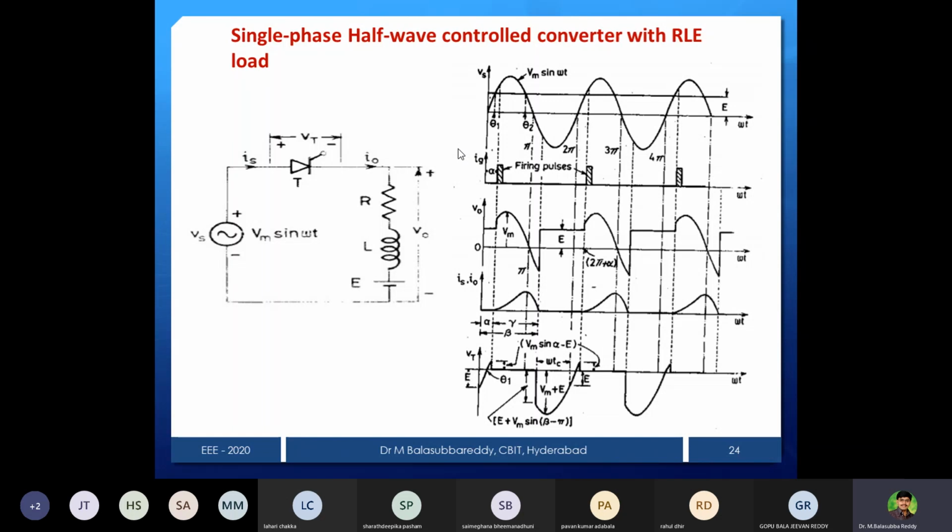Now the same logic, only one additional thing you need to notice here. Carefully observe that there is a theta 1 here and theta 2 here. In the case of either R load or RL load, the device will start conducting from alpha equal to 0 onwards. It is possible. Once you give the firing pulse, it will be forward biased and it will conduct.